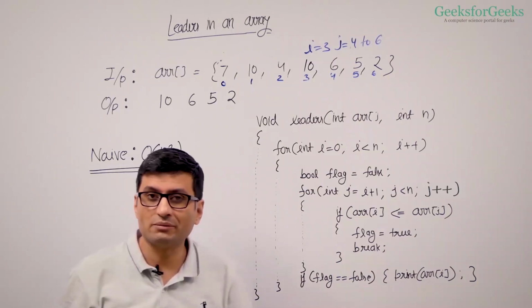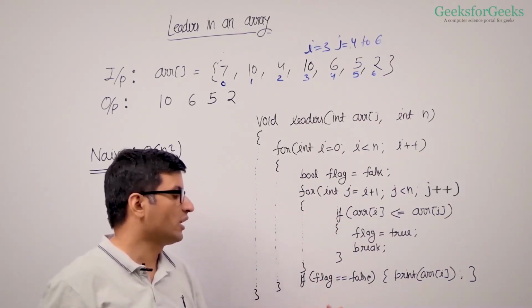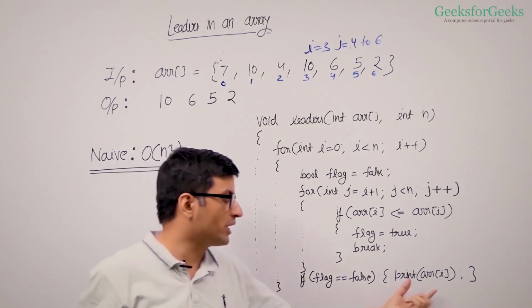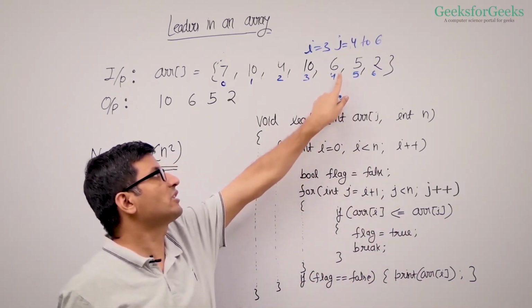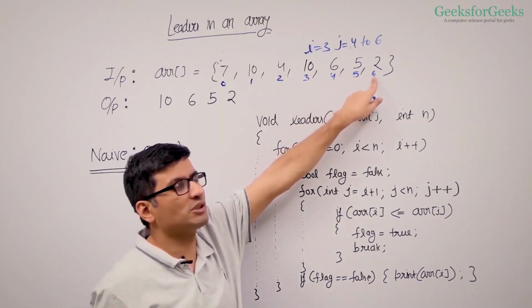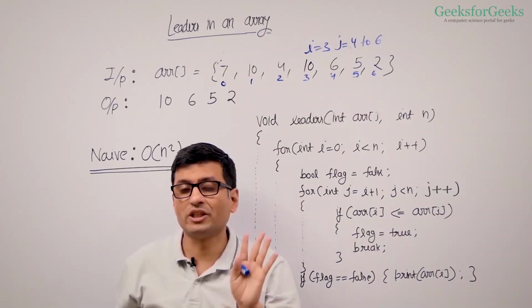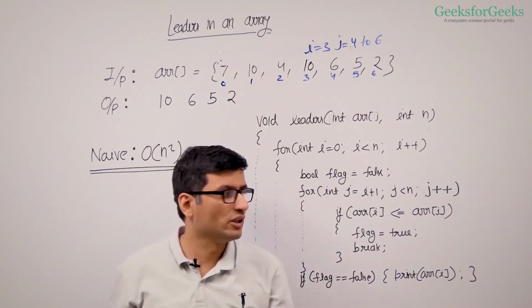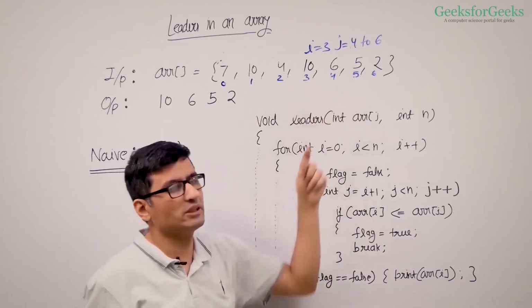And you will see all the elements and you will see none of them go inside this if condition. Array j never becomes greater than or equal to array I. So your flag remains false. And when you come out of the loop, you print 10, right? Same thing happens for 6, same thing happens for 5, same thing happens for 2. You never find an element which is greater or equal on the right side. So your flag never becomes true and you print all these 4 elements.